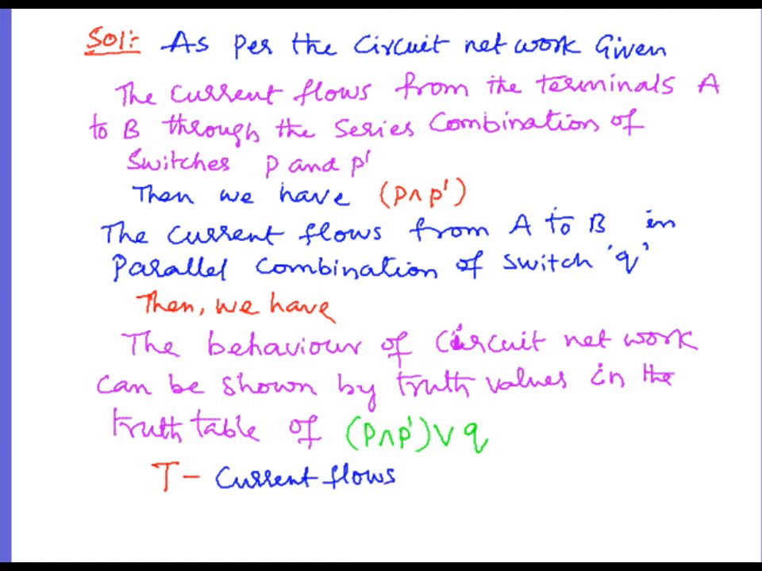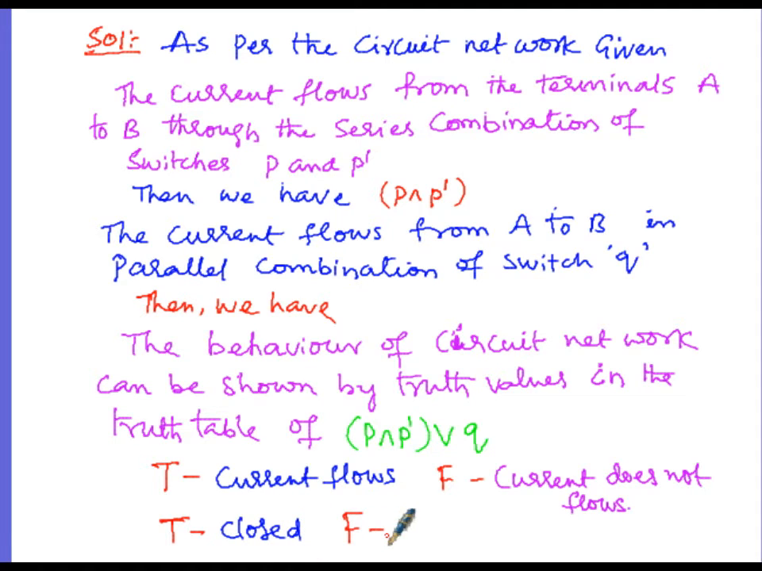Whereas if the truth value in the last column of P and P dash or Q is false, then it is understood that the current does not flow. And in a similar manner, when we get the truth value as T, it is understood that the switch is closed. And for the truth value F, the switch is observed to be open. Then based upon these conditions, we have to find out the truth values of P and P dash or Q in order to determine whether the current flows from the terminal A to B.